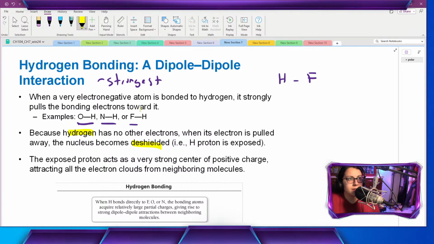Because of this, it gives you a really strong partial positive charge on your hydrogen, and of course a partial negative charge on your fluorine, or any other case you see this. So again, it's in the case of OH, NH, and FH. So write that down, circle it, highlight it on your periodic table so you know it's only when hydrogen is with oxygen, nitrogen, or fluorine.